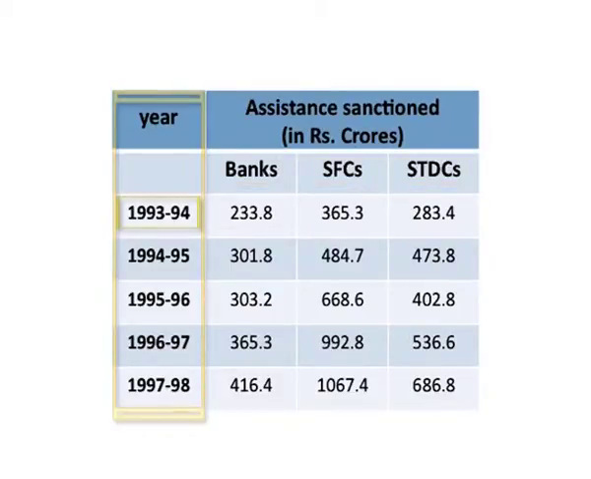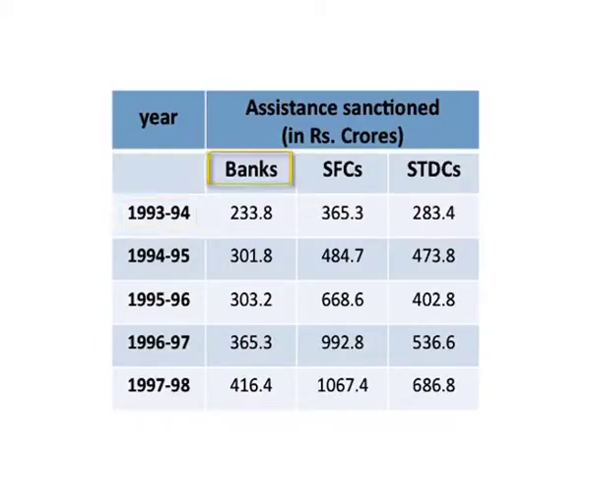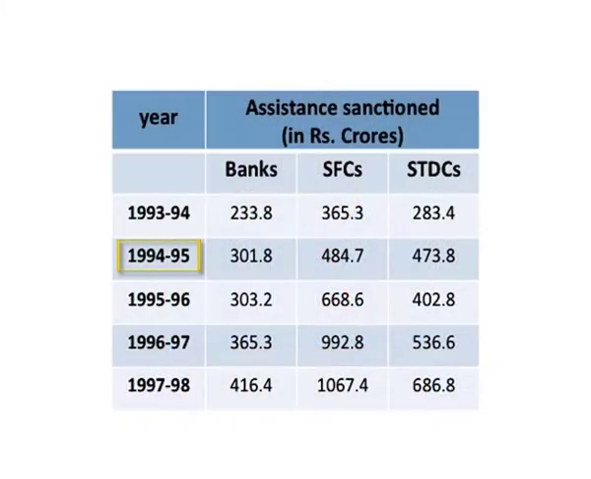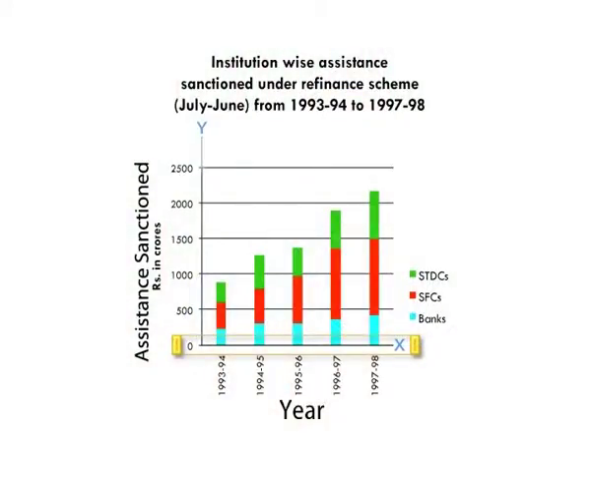For example, in the financial year 1993-94, the banks sanctioned 233.8 crores of rupees, SFCs sanctioned 365.3 crores of rupees, whereas STDCs sanctioned 283.4 crores of rupees. And this type of information is given for the financial years 1994-95, 95-96, 96-97 and 97-98. Similar to the simple bar diagram, we take the two axes, x-axis and y-axis.